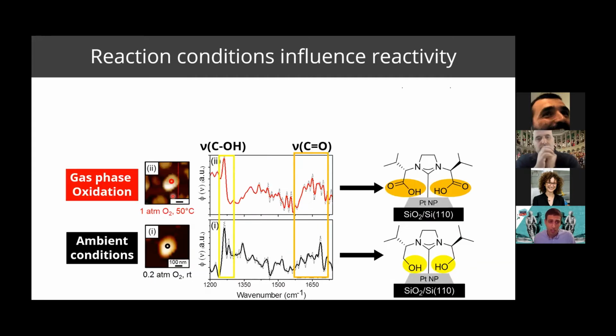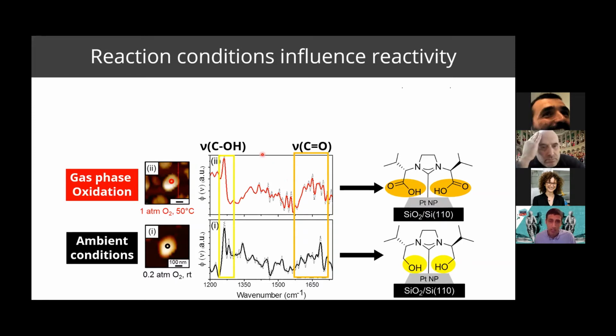During gas phase oxidation, again 1 atmosphere of oxygen at 50 degrees centigrade, we see that the region attributed to the carbonyl stretch went up. And that means that we did succeed in this transformation to a carboxylic acid.